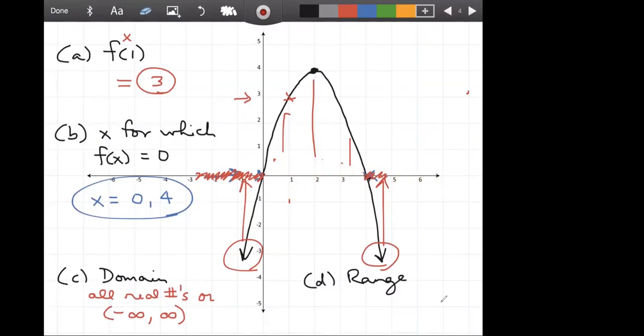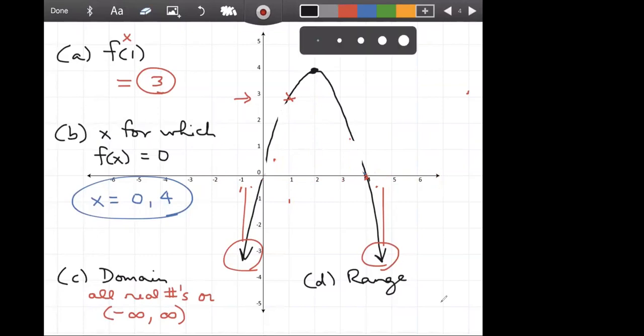Might be a little easier to follow if I don't have all this stuff here. Okay, well, that's pretty good. Let me just put these segments back.